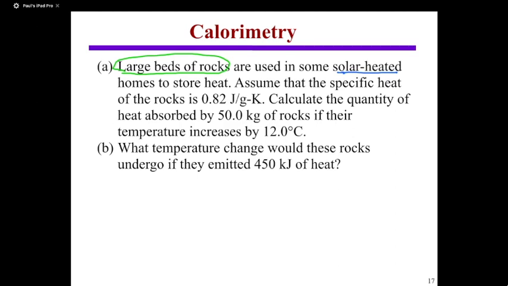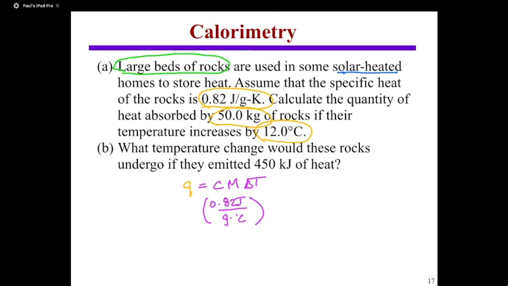Assume the specific heat of the rocks is given. Great, I have a specific heat. Calculate the quantity of heat absorbed by this amount of rocks for a temperature change of 12. So I have Q equals CmΔT. Well, they really simplified this for me in that they gave me the specific heat capacity straight up. That was easy. The unit is Kelvin, but it can be Kelvin or Celsius. It doesn't matter. I'm just going to write Celsius for clarity for one of the steps.